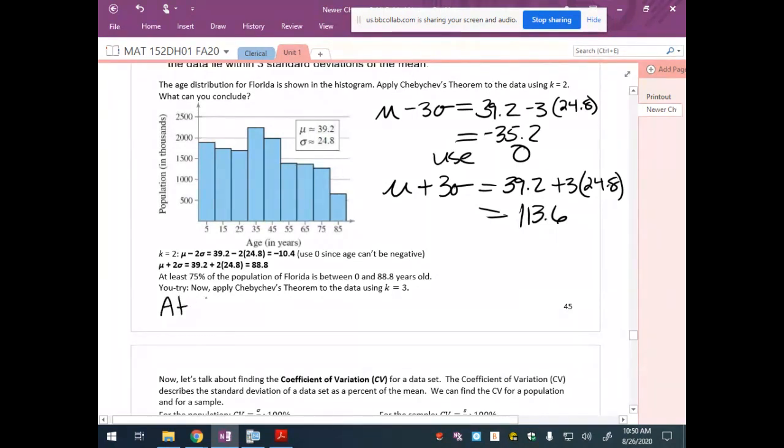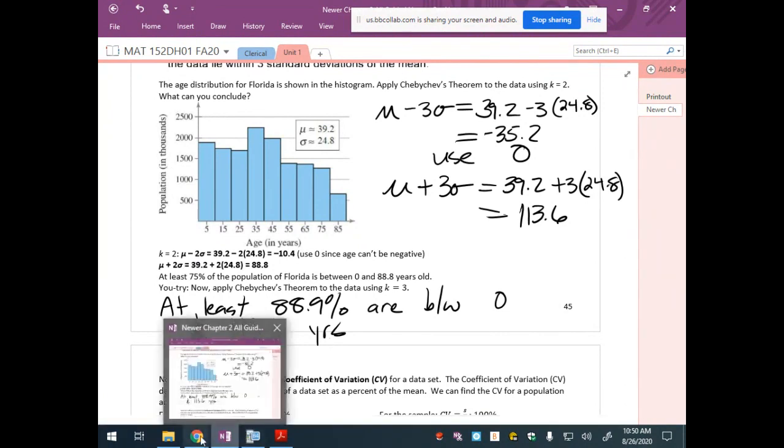So basically, at least 88.9% are between 0 and 113.6 years old. I'd say that's more like almost 100%. It's probably somebody that's still old enough to remember the day the Titanic sank.